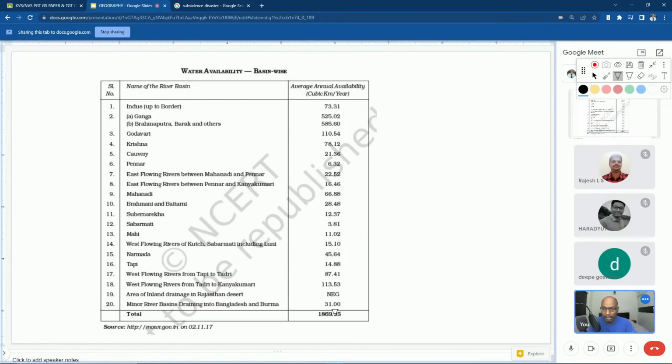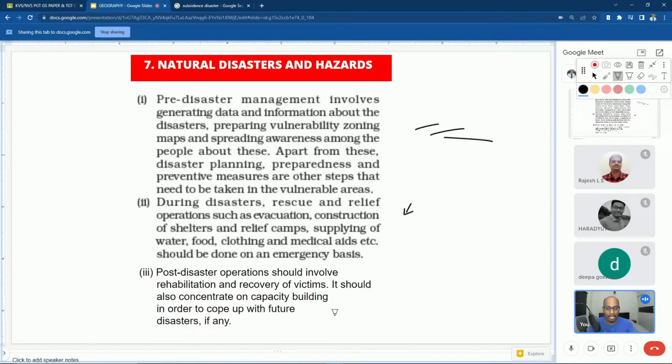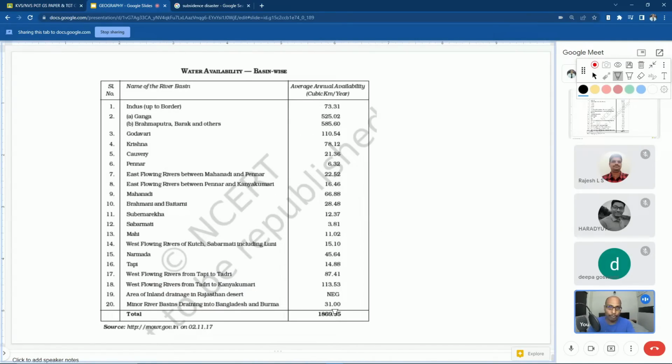And now we have completed the natural disasters and hazards topic, but we will continue with a few more important pieces of information given in the NCERT class 11 textbook, so that we have a comprehensive idea of the information required for studies. So here you can see water availability basin-wise. India is a vast country, so we need to understand which river gives what percentage, in cubic kilometers, of water. The major rivers of India are Indus, Ganga, Brahmaputra, Godavari, Krishna, Kaveri, Pennar.